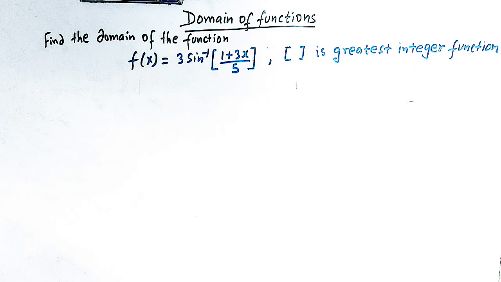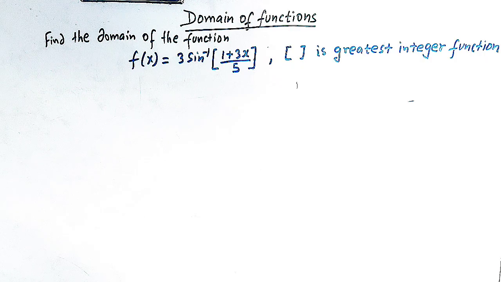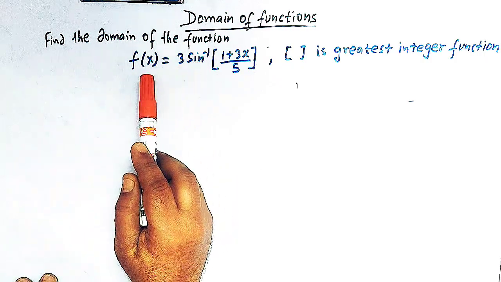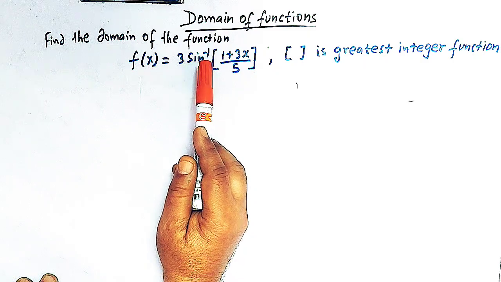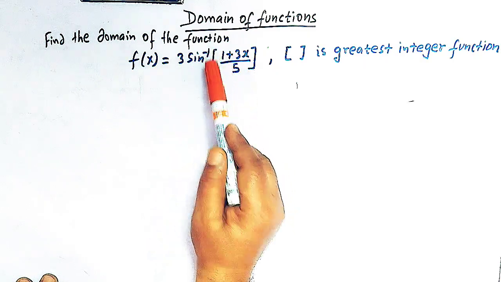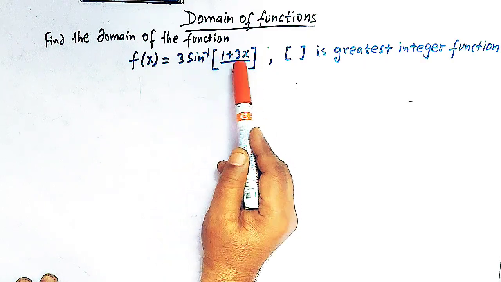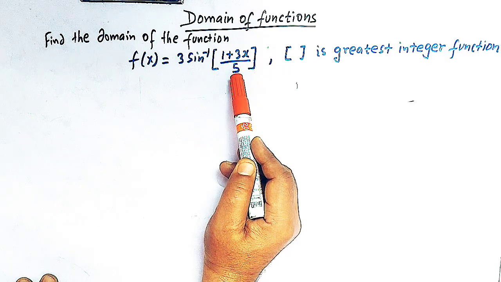Hello viewers, in today's session we are going to discuss another important and conceptual problem from the domain of functions. In this session we are going to find out the domain of this function f of x, that is equal to 3 times sine inverse of the greatest integer of 1 plus 3x over 5.